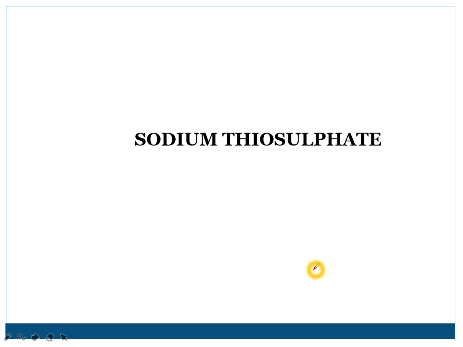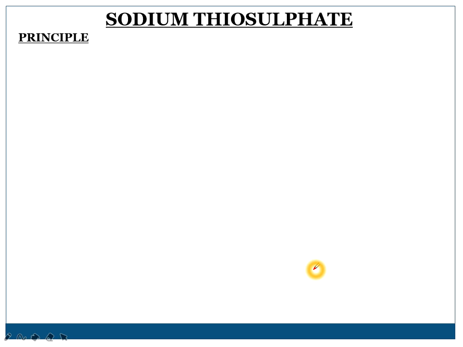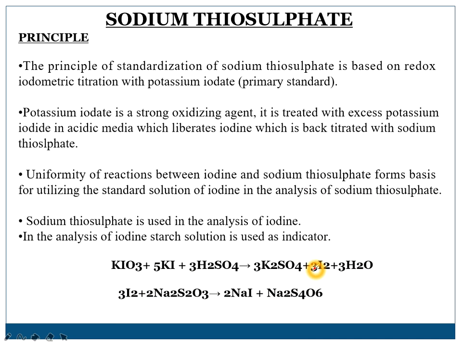Next solution is sodium thiosulfate. First of all, we have to discuss its principle part. In the principle, the sodium thiosulfate standardization is based upon a redox iodometric titration with potassium iodide. Here the potassium iodide is the primary standard. Since the oxidizing agent is strong, it is treated with excess potassium iodide in acidic media so that there is a liberation of iodine. And this iodine is back titrated with the sodium thiosulfate.